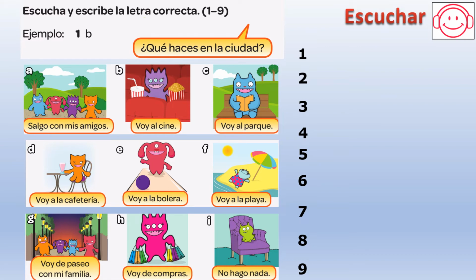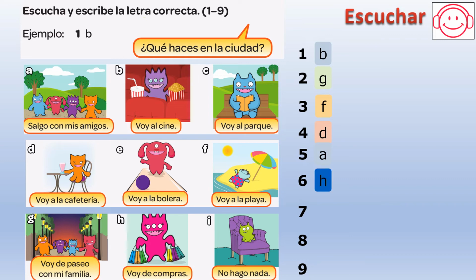Okay, las respuestas. Número 1 said voy al cine, so letra B. Número 2, voy de paseo con mi familia, letra G. Número 3, voy a la playa, letra F. Número 4, voy a la cafetería, letra D. Número 5, salgo con mis amigos, letra A. Número 6, voy de compras, letra H.